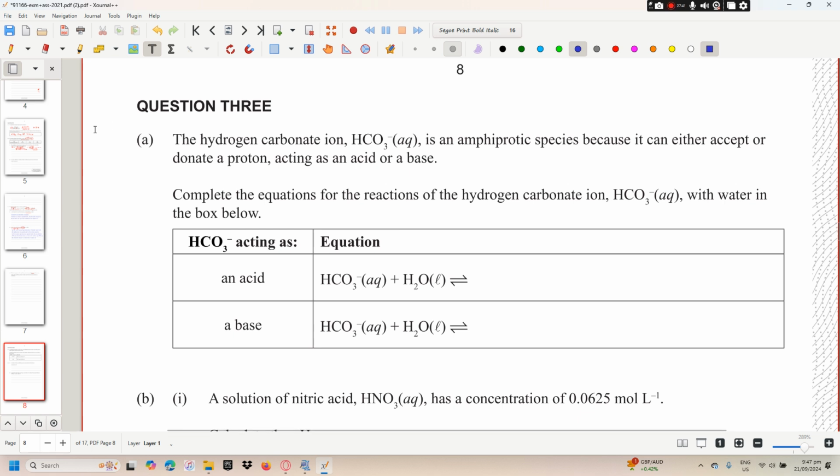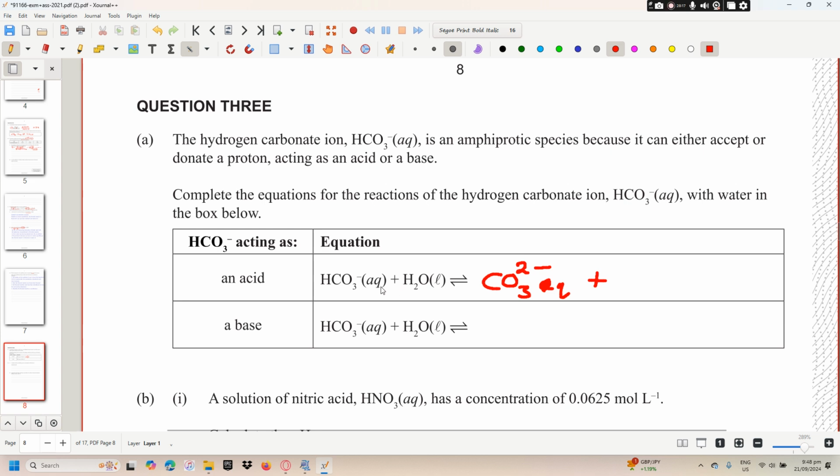Alright, the hydrogen carbonate ion is a yada yada yada, all that's just garbage. You can either accept or donate a proton, acting as an acid or a base. As an acid, remember it's always going to donate its proton away, so it becomes CO3 2 minus. Think about this whole thing as 1 minus currently. If you lose a proton, you're going to become 2 minus. Also, you might as well remember the carbonate ion is always 2 minus. It's going to be aqueous.